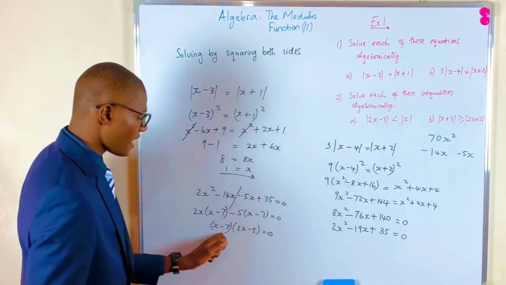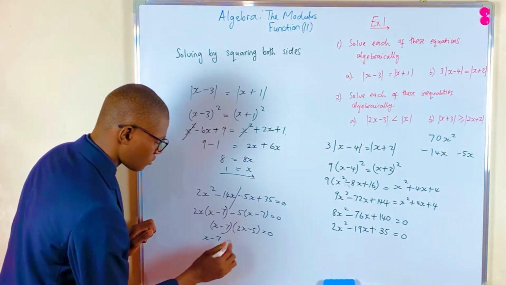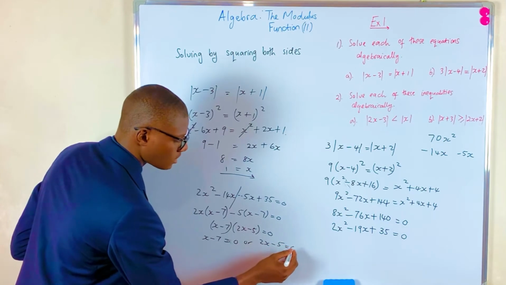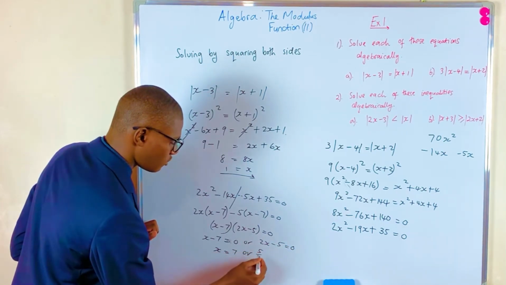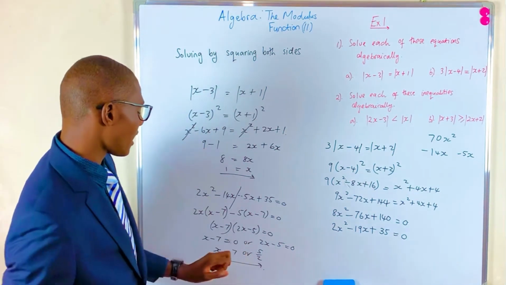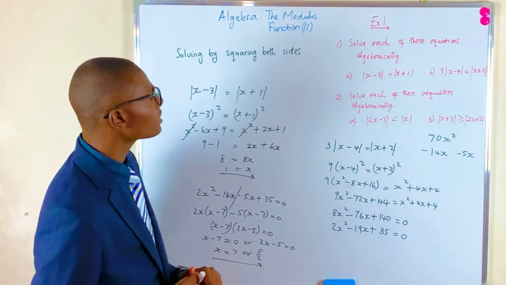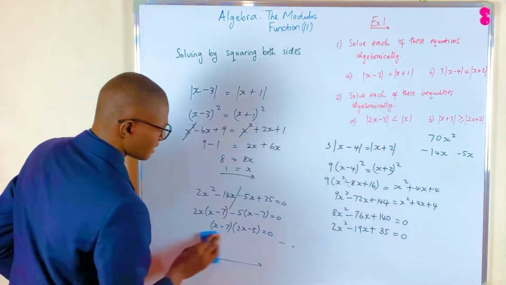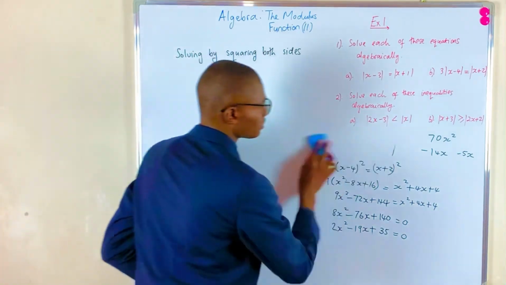Right, and then we're saying either x minus 7 is equal to 0, or we've got 2x minus 5 being equal to 0, such that x is equal to 7 or 5 over 2. So these are the solutions that we get for x being equal to 7 or 5 over 2. Okay, now let's move on to number 2, which requires us to solve the inequalities algebraically, right? So, what is this?